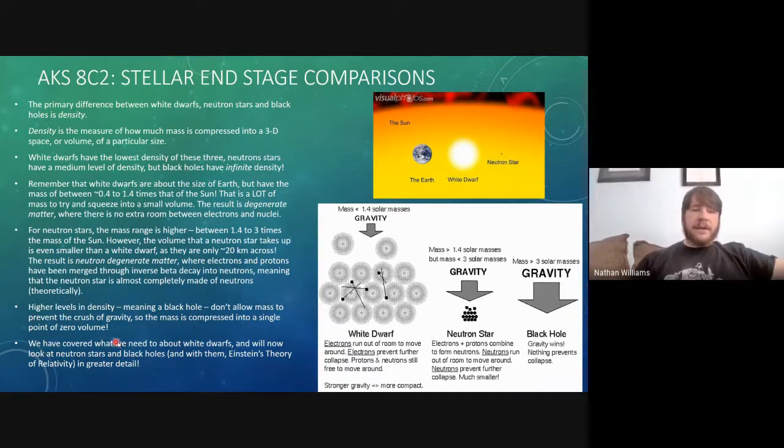So again, we've now covered everything we need to say about white dwarfs. So going forward, today and the next few days, we're focusing strictly on neutron stars and black holes, the more extreme stellar remnants or stellar end stages. And it kind of tells you right here too. One other thing we're going to look at with black holes is Einstein's theory of relativity. But again, that'll be for tomorrow and Friday, not today.